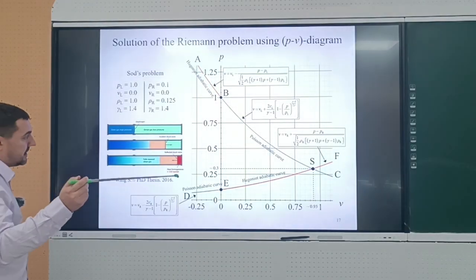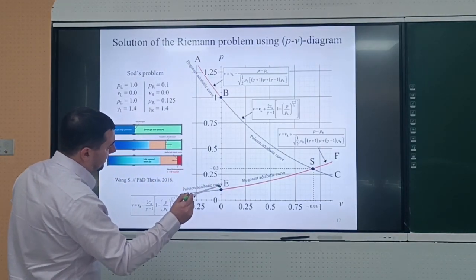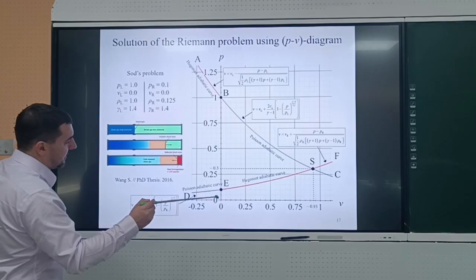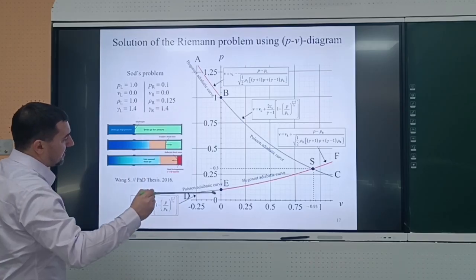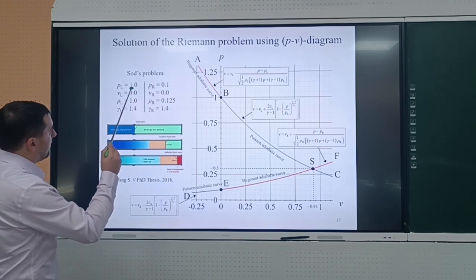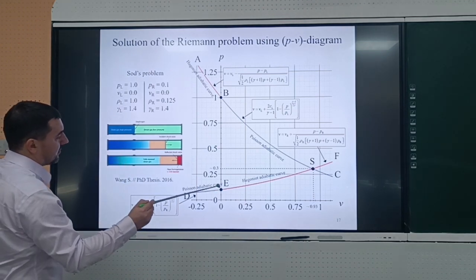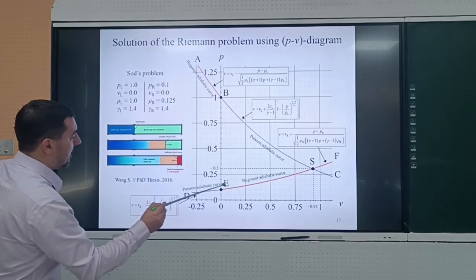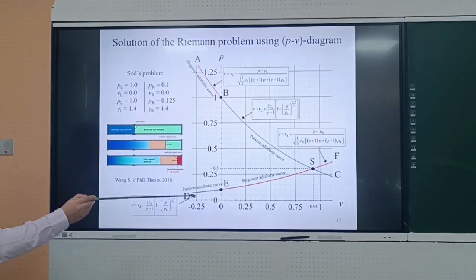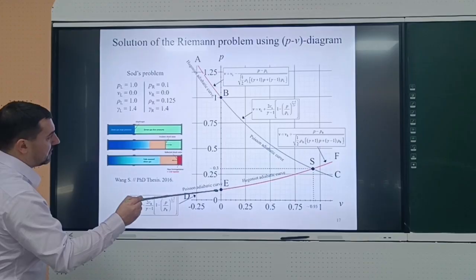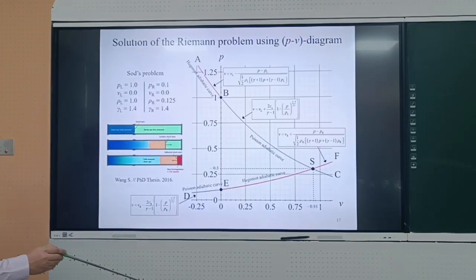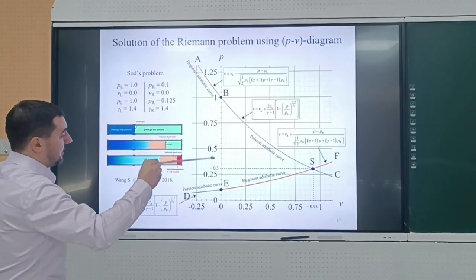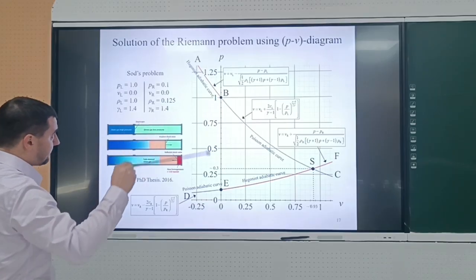Let's put this point E. This point E corresponds to the initial state of gas to the left. Because the velocity is 0, it is on this y-axis, and the pressure corresponds to 1.0, right? Oh no, it's the right state. So point E corresponds to the right state. It means that pressure is 0.1 and velocity is 0. And this point B corresponds to the left state, where the pressure is 1, but velocity is still 0. That is why it's also on the ordinate axis.